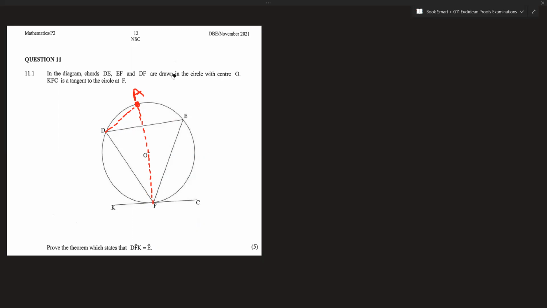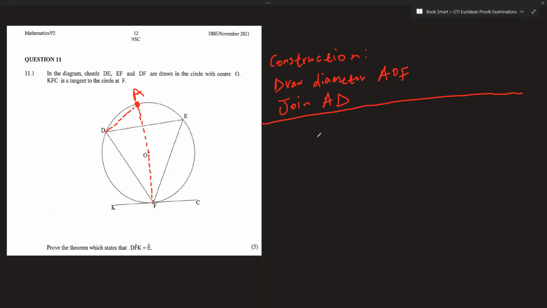We need to mention them under construction. So you write construction. And then after writing construction, you are going to tell us what we did. So we're going to say draw diameter AOF, AOF or FOA, it doesn't matter which letter you start with. Then we're going to say join. We joined A and D, so join AD. That's our construction. Then you can underline.